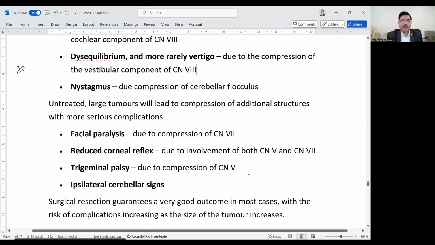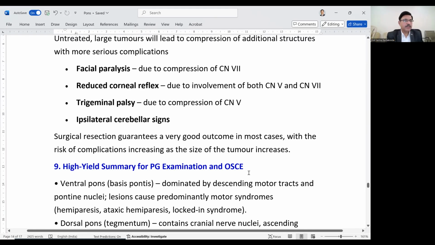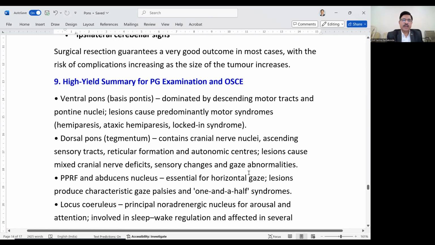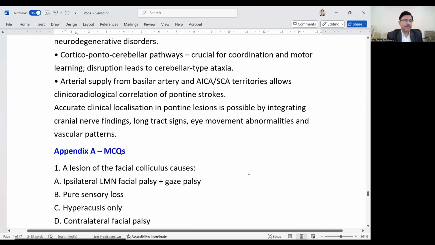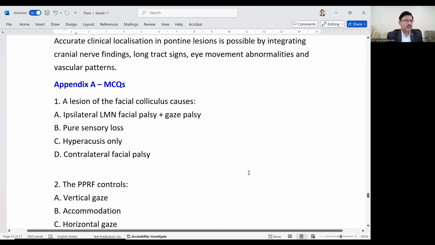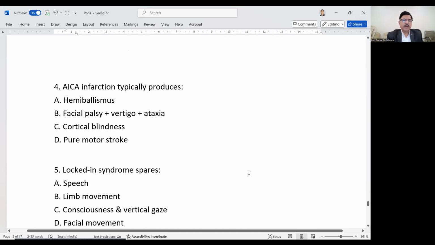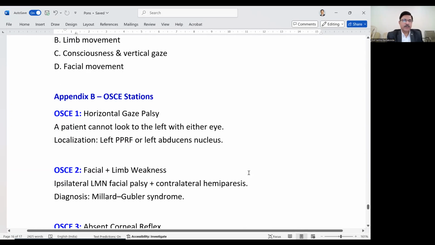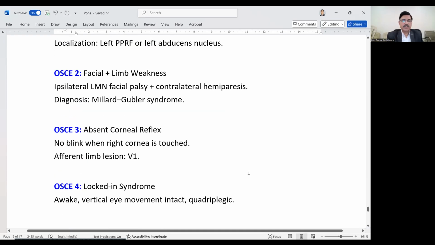advanced stages. Now there are two more sections I have put here. High yield summary for PG examination and OSCE. This is for you. From page 9 onwards, for a quick recap, you can go through all these points. On page 9 and the appendix, some MCQ questions also I have appended. You can try to answer these MCQ questions by yourself, and also the OSCE stations: horizontal gaze palsy, facial plus limb weakness, absent corneal reflex, locked-in syndrome, dissociated sensory loss.